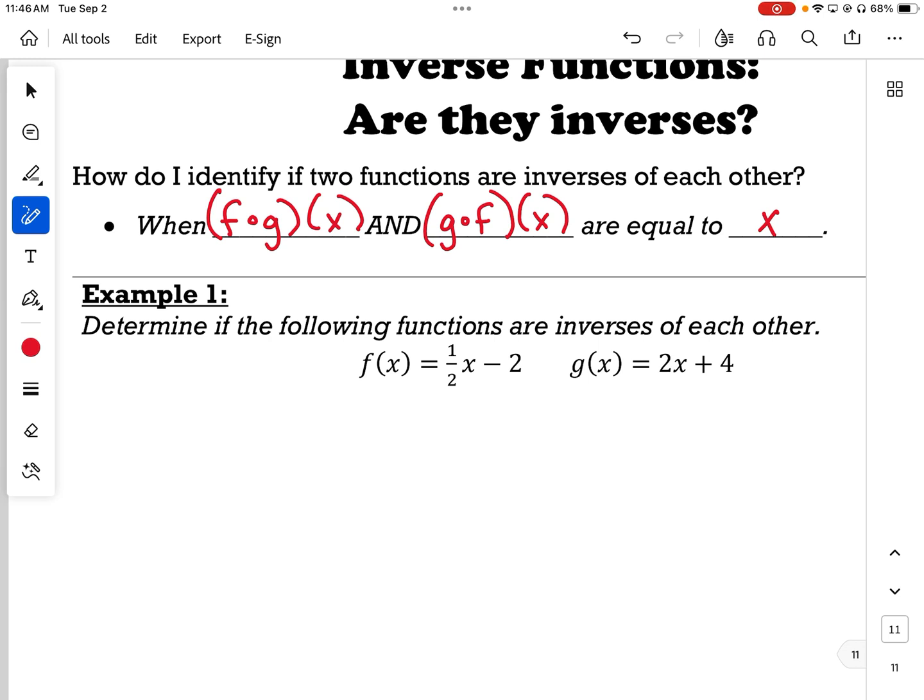So this is our function composition. This f o g, it looks like "fog." It's really f of g of x. I think that's the easier way to look at it. And then g o f is g of f of x. So we're going to do each one of those. When they both equal x, then they're inverses of each other.